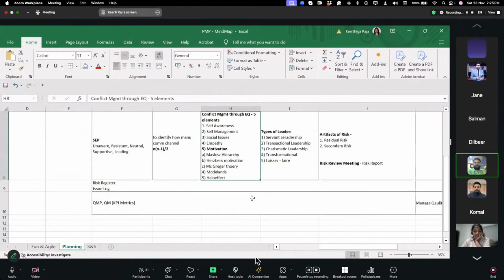Okay, then in conflict management, yes, EQ I have discussed. Then there are various theories: Maslow's hierarchy, Herzberg's motivation, McGregor's theory, and the Halo effect. What is next? Types of leaders. Yeah, types of leaders: servant leadership is the most important one, the reason being that since we are dealing with Scrum and Agile, servant leadership is key. Then there is transformational leadership, charismatic leadership, and laissez-faire is also one of the terminologies to be used.